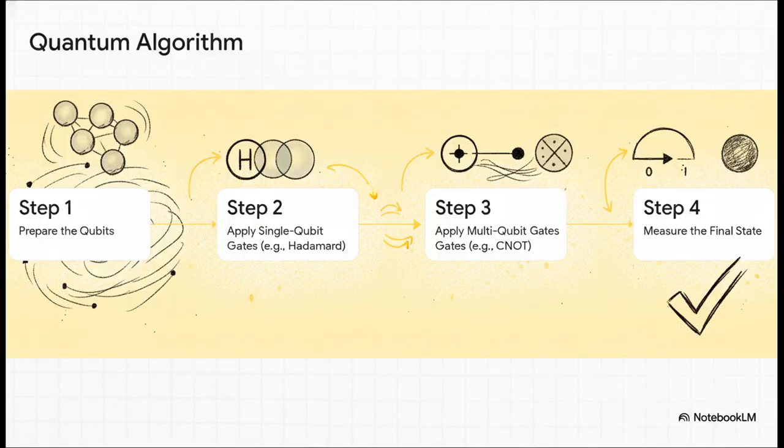And really, almost any quantum algorithm you can think of follows this basic dance. First, you get your qubits ready, usually in a simple starting state. Then you apply a carefully designed series of single qubit gates like the Hadamard and multi-qubit gates like the CNOT. And finally, when the dance is over, you measure the qubits to read out your final answer.